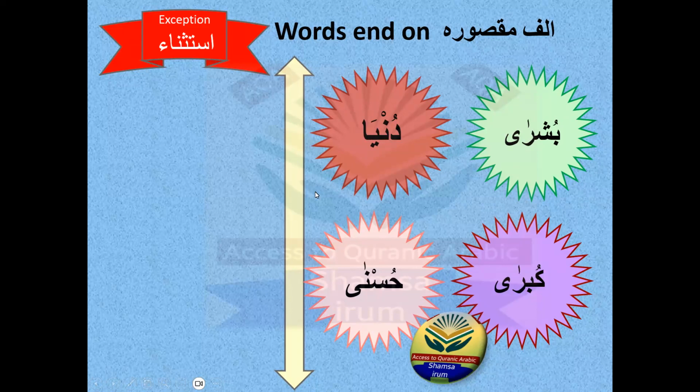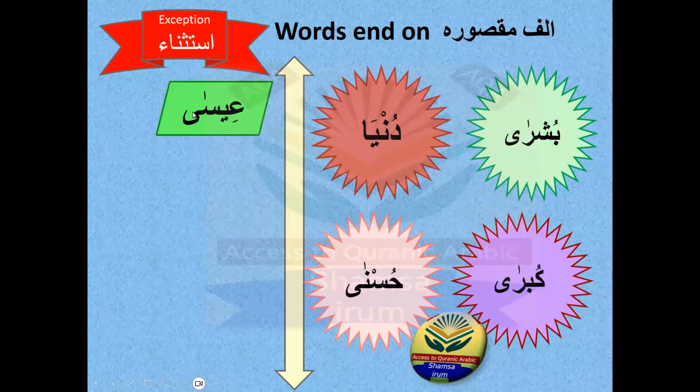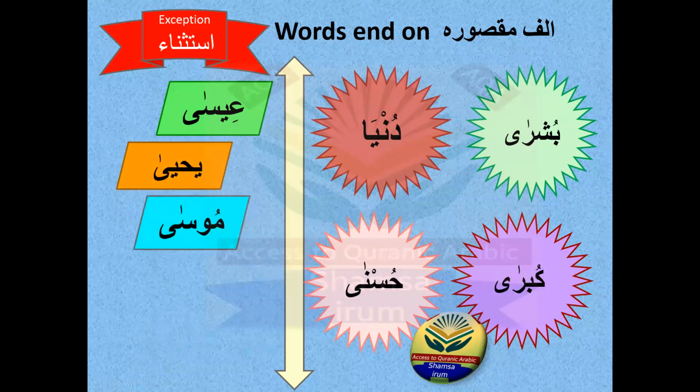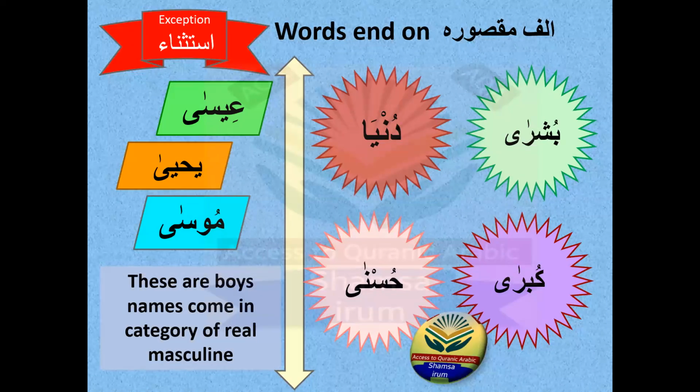There are some exceptions as well, like Isa. Look, there is a ya and the standing fatha, so it is called alif maqsura. So what is this? If I say Isa, is it feminine? You will say no, it's not feminine because it's a boy's name. It's a male name. It should come in the category of the masculine, the real masculine, because it's the name of a boy or man. Yahya, Musa. All these names are not feminine because these are boys' names and come in the category of the real masculine.